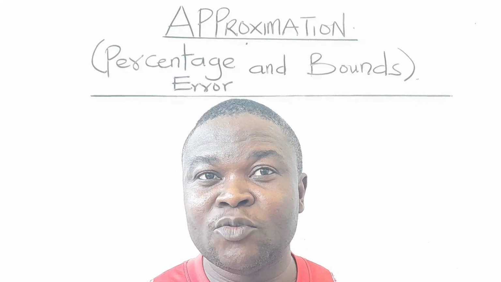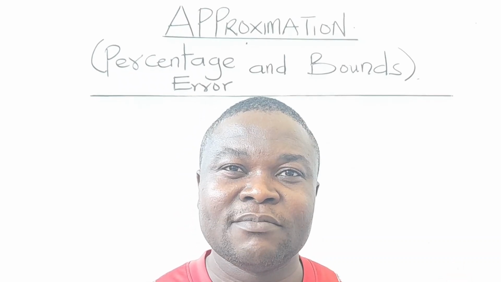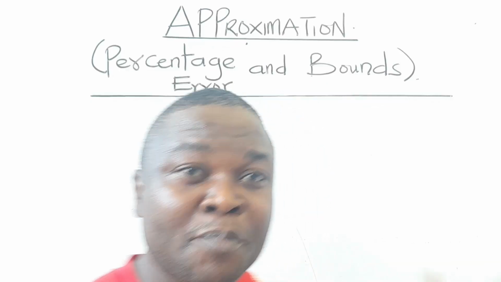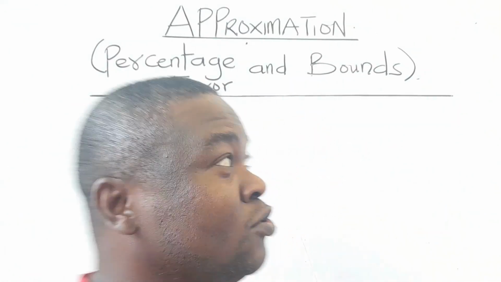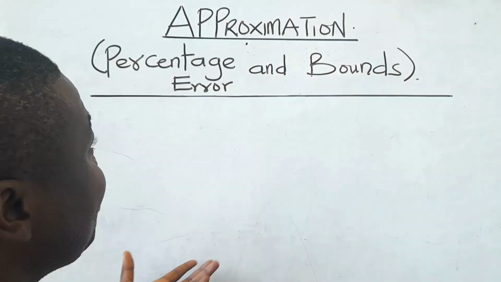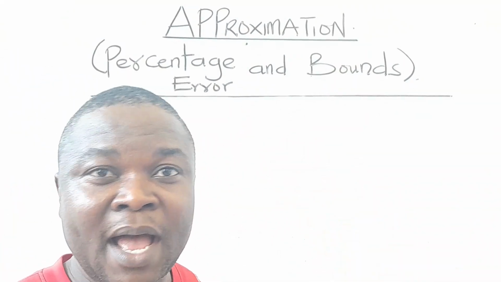No measurement, no matter how carefully made, is accurate. All measurements are approximate. So we're going to look at approximation, which entails percentage error and bounds.